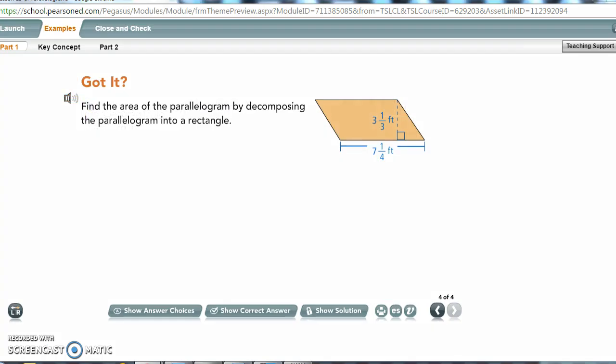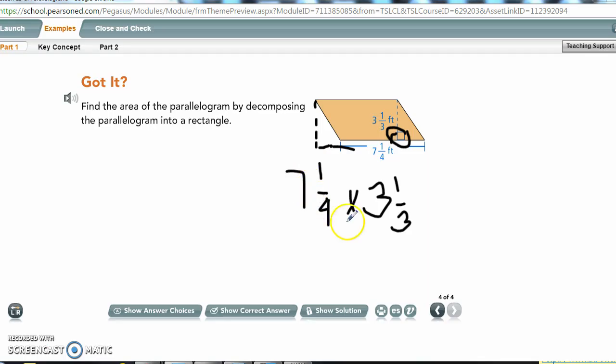Find the area of the parallelogram by decomposing the parallelogram into a rectangle. So if I look for my right angle, which is right here, if this is a right angle, then that means this little area right here is also a right angle. So if I take this triangle and I put it over here, my height is going to be that 3 1/3. And my base, since I took that out and I pasted it over there, is still going to be the 7 1/4. So I need to do the wheel. 7 times 4 is 28, plus 1 is 29. I get 29 over 4 times 3 times 3 is 9, plus 1 is 10. I get 10 over 3.